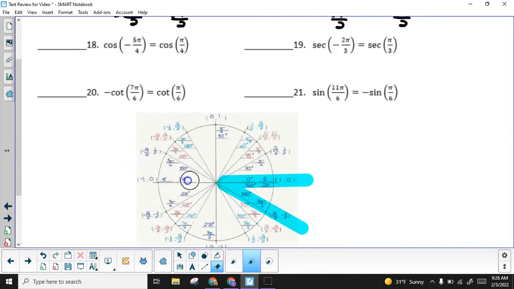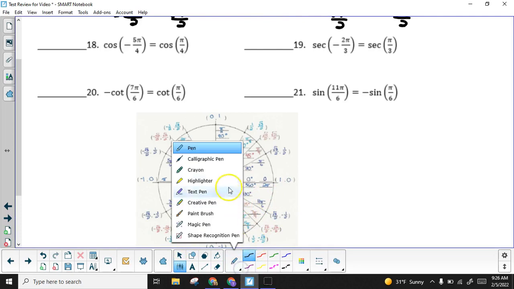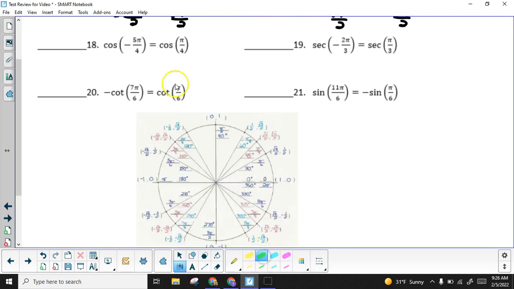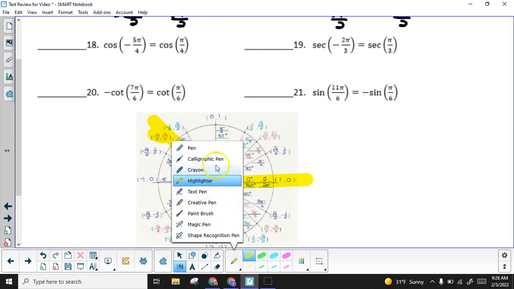Okay, let's take a look at number 18. Erase what I had here. Number 18, the cosine of negative 5 pi over 4 and the cosine of pi over 4. Okay, so for our first one, for negative 5 pi over 4, if we start here at our initial side on the positive x-axis, and if we go negative 5 pi over 4, that's moving clockwise. 1, 2, 3, 4. Negative 5 pi over 4 is coterminal with 3 pi over 4, and the cosine value there is negative root 2 over 2.